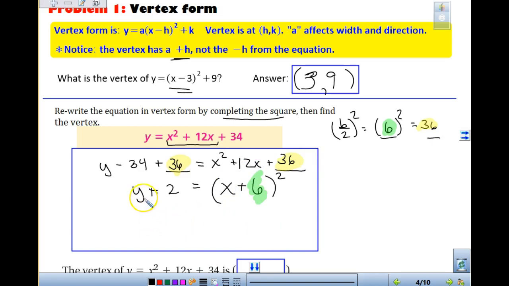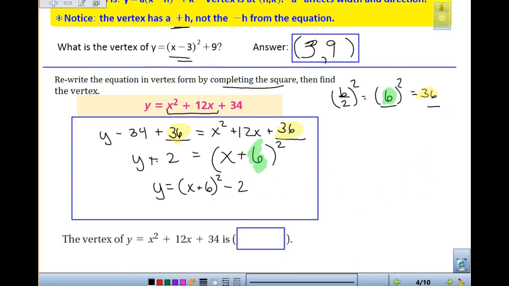We are almost done. We're now going to get the y by itself. So Devin, if I'm going to rewrite it, y by itself, y equals the quantity x plus 6 squared minus 2.